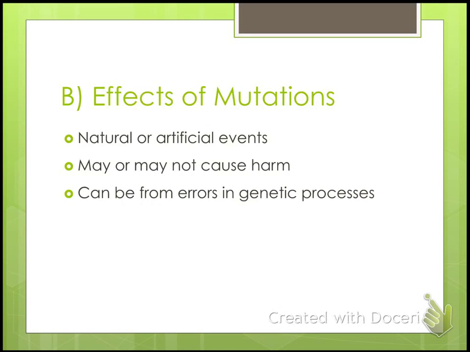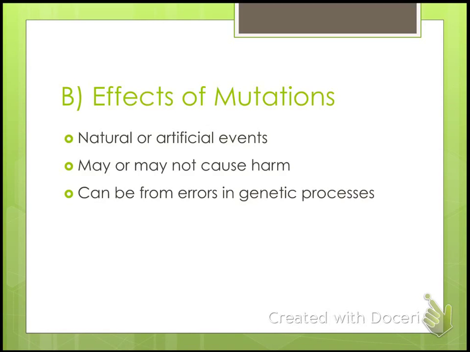So now we're going to move on to our second topic, and that's effects of mutation. What effects do mutations have? Mutations can be caused by a natural event. It can be caused by an artificial or man-made event. There's lots of different things that occur. It can occur by an environment. It can occur just by chance, by nature. It can occur by an effect of nurture. There are many things that can cause a mutation.